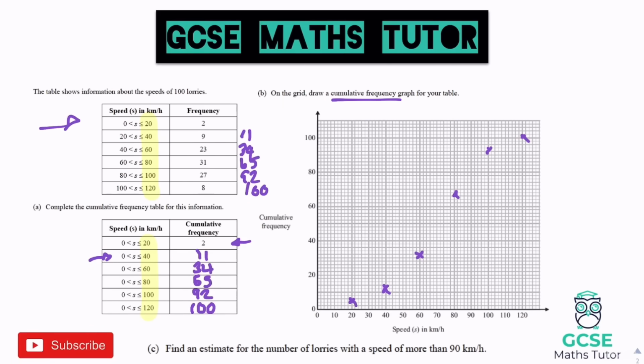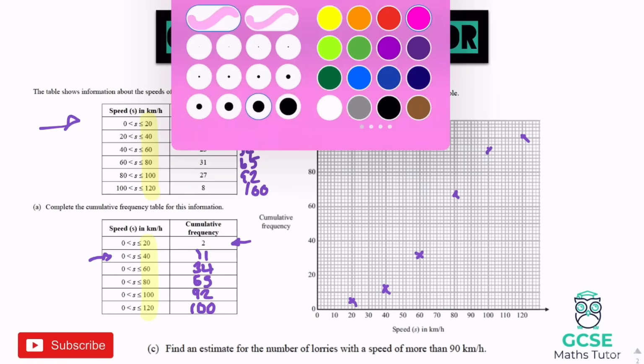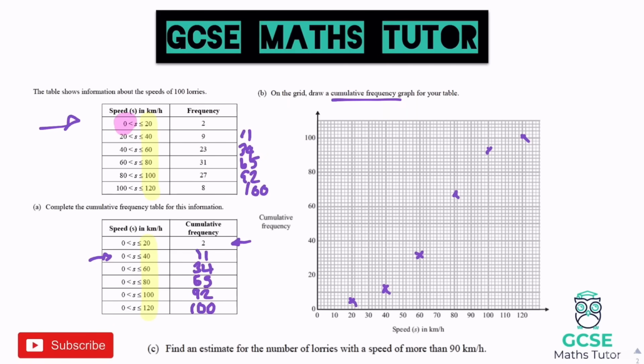Now when it comes to a cumulative frequency graph, it is a nice smooth curve. Just have a look what your starting number is. Your starting number, if I highlight it, is over here. It starts on 0, so we're going to start from 0, and we're going to do a nice smooth curve, making sure you go through all the points. And there we go, there's your cumulative frequency graph.